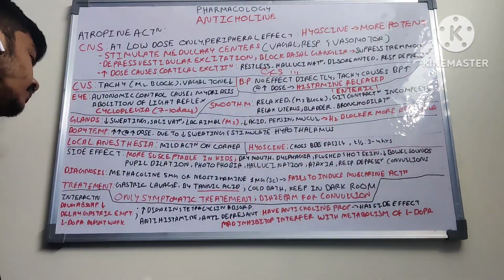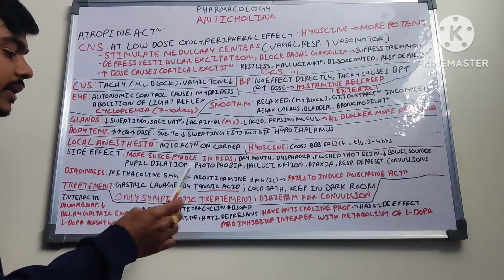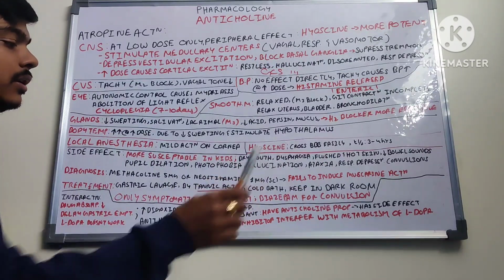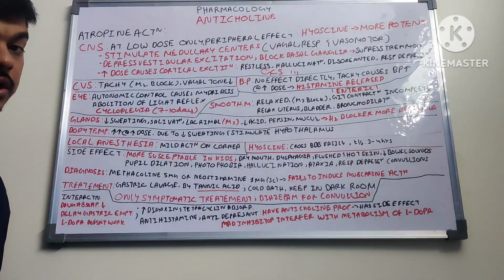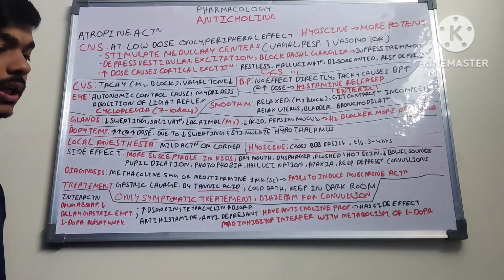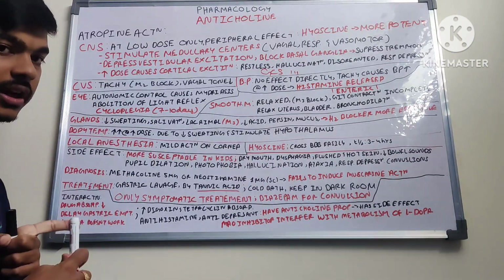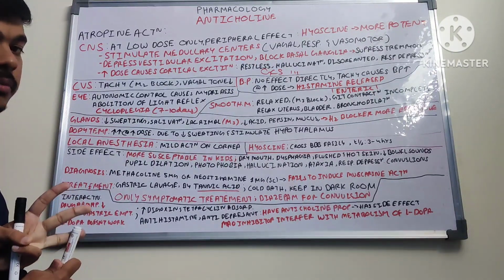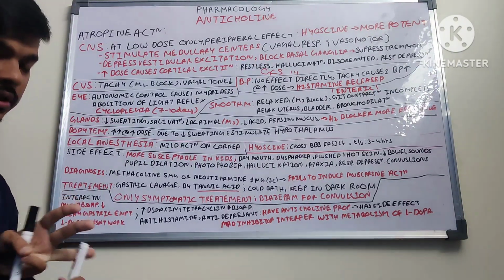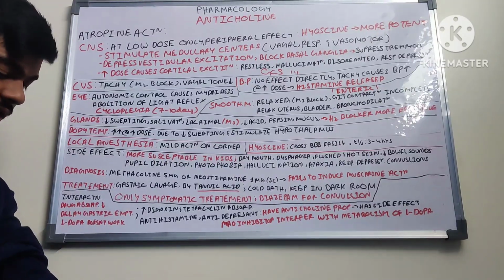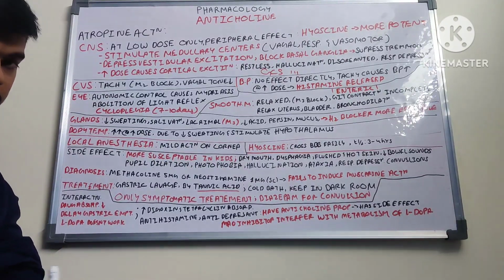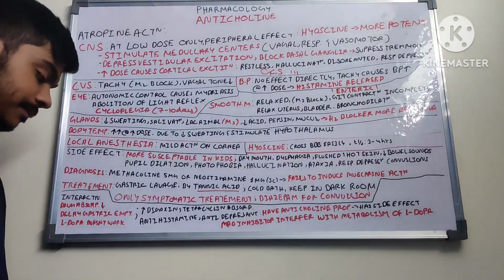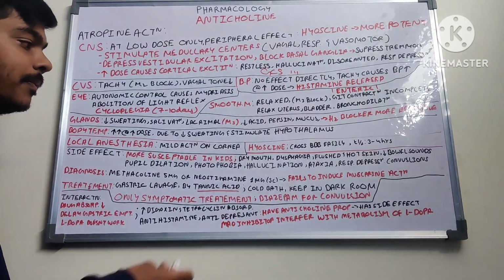Convulsions, yes. So for diagnosis, what do we do? We take methacholine 5 mg or neostigmine 1 milligram and inject it subcutaneously. There's intravenous injection, there's intradermal, there is subcutaneous. So we do it subcutaneously, just above the dermis, right? It is just above here, subcutaneous. So a subcutaneous injection is given.